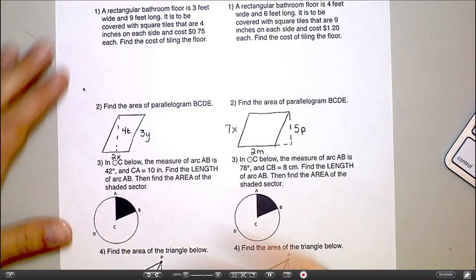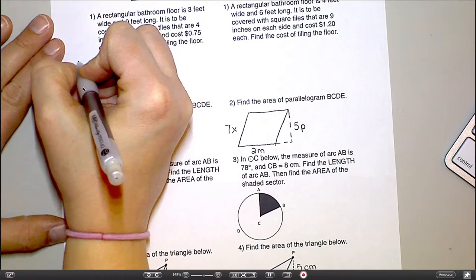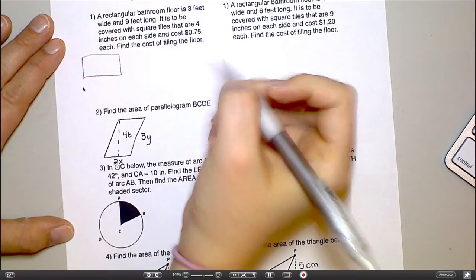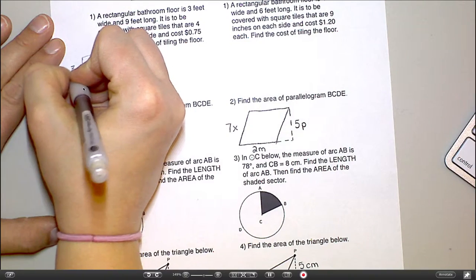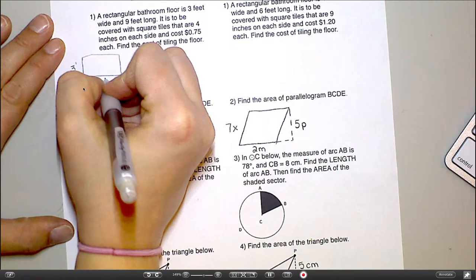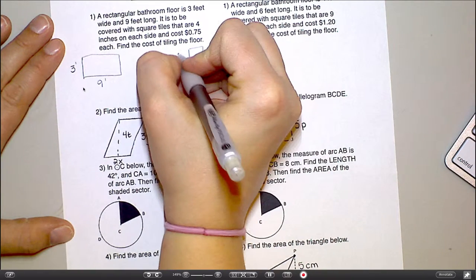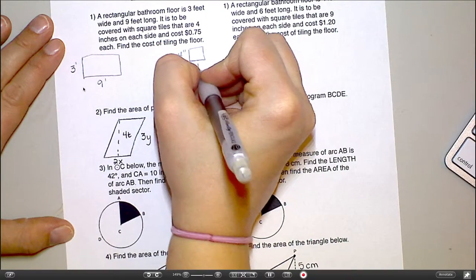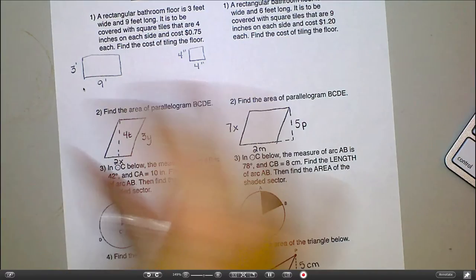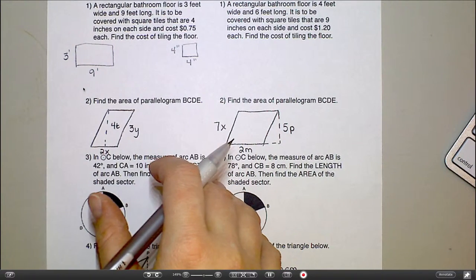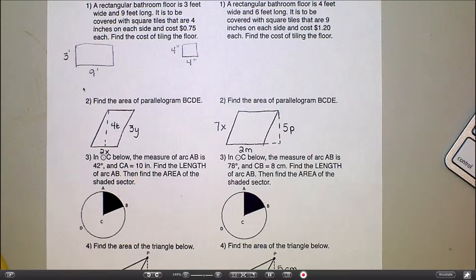So let's start with the area of the bathroom floor. Let's find out how much space we need to cover. Our bathroom floor is 3 feet wide and 9 feet long. And then the tiles that I'm covering them with are 4 inches by 4 inches. So what's our problem here? Anyone see a problem? Jackson? That the one is in feet and the other's in inches. Okay, so I've got a feet versus inches thing.